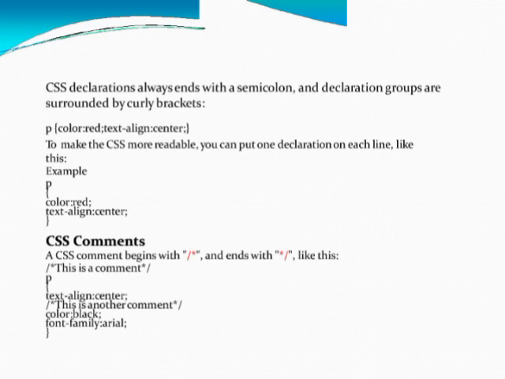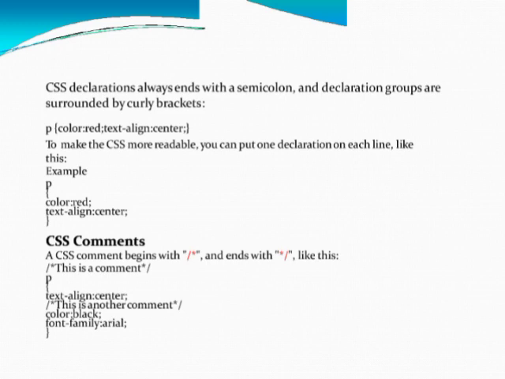Here I give one example. Already we discussed the selector, property and value. Here the selector is P and the properties are color and text-align. The values are red and center. To make CSS more readable, you can put one declaration on each line like this. Check this program. Already I gave the same program in one line, and then I rewrote the same program one by one.